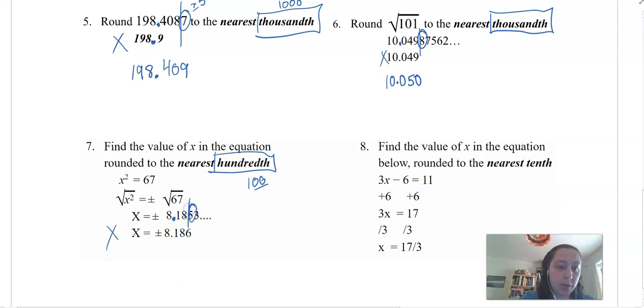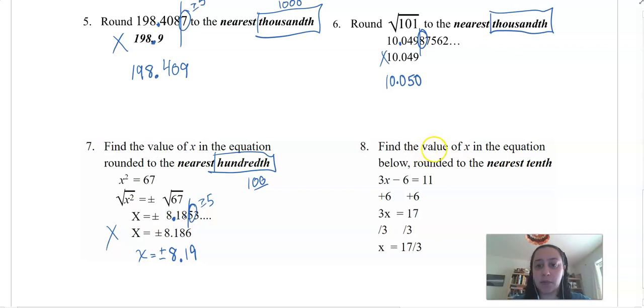Now the next number is 5. 5 is 5 or more. So we need to add 1 as well. So we're going to get x equals plus or minus 18 plus 1 is 19.